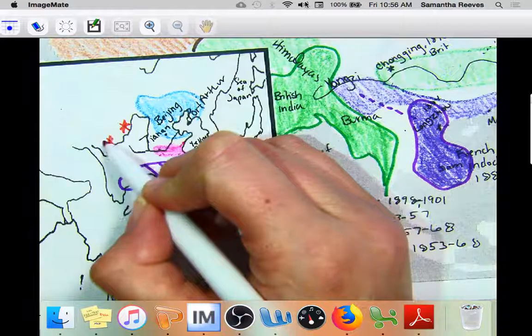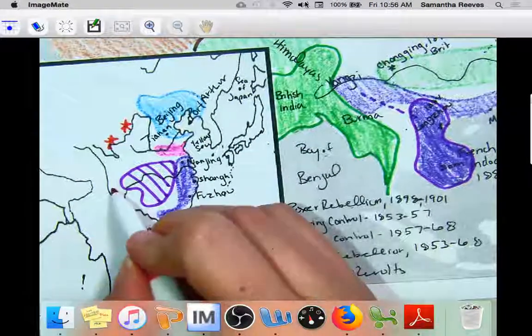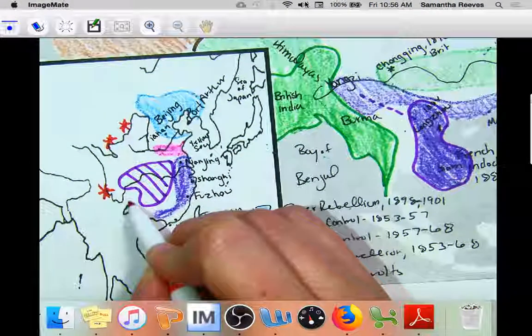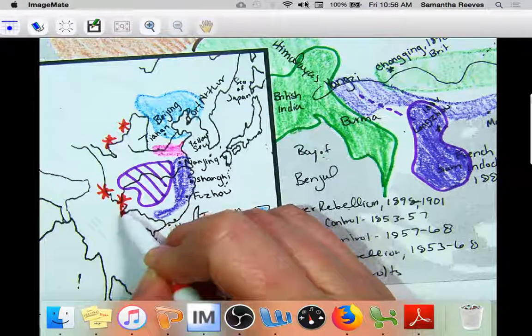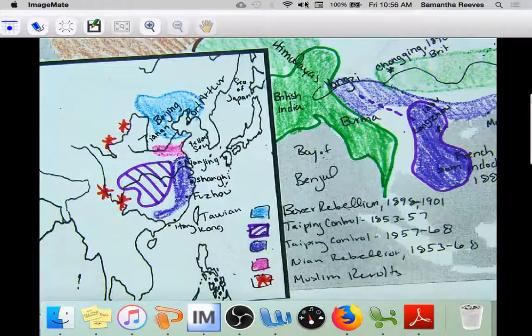Keep in mind, there's a lot of Muslims, even to this day. Not a ton of Muslims, but a lot of them in China. Why are Muslims in China? The Silk Road, maybe? Yes, remember that? Still happening here. Alright, you're done. All you gotta do is color.